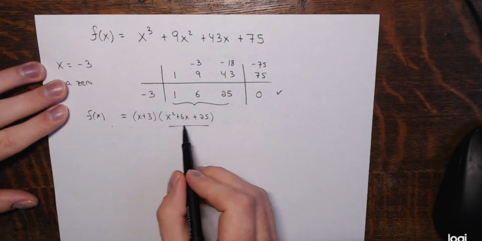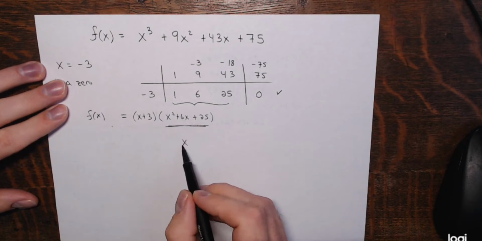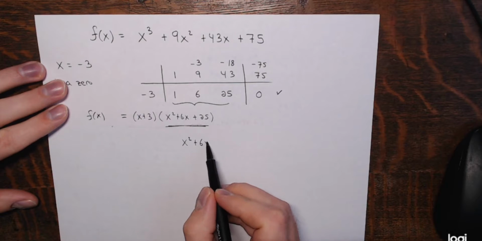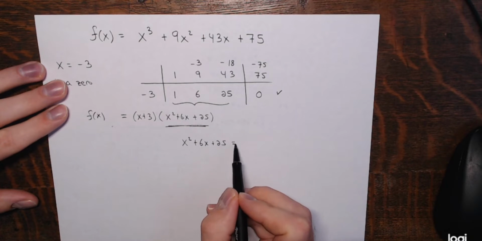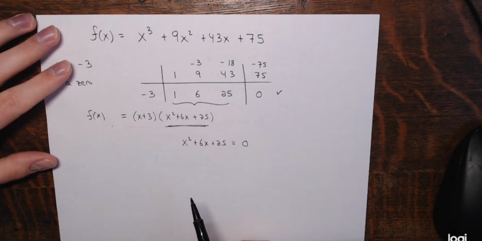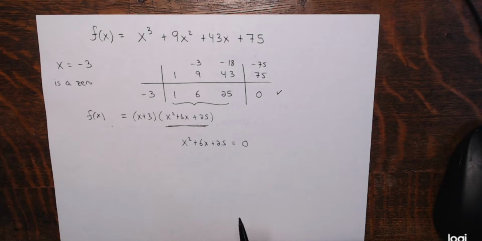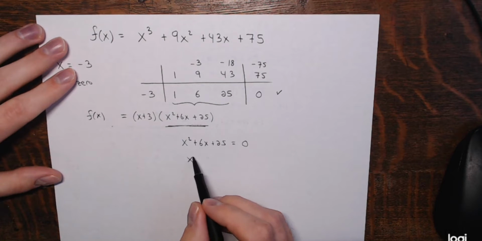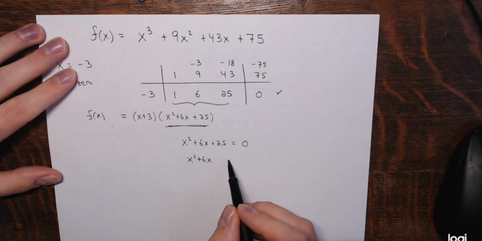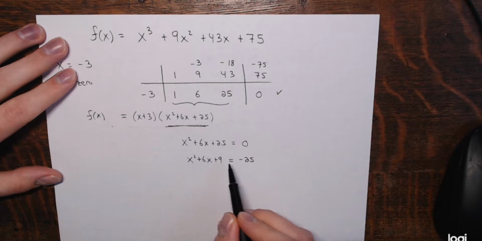Right, and now I want to find the zeros of this polynomial. And this is not factorable, so let's do this. When is x squared plus 6x plus 25 equal to 0? And again, it's a quadratic. You can use the quadratic formula. I'm once again going to complete the square. So we have x squared plus 6x equals negative 25, and then I would have to add 9 to both sides to complete the square.